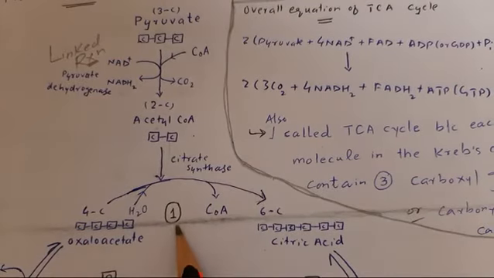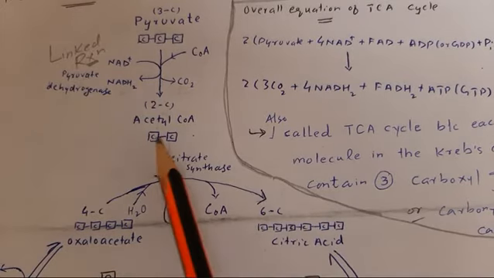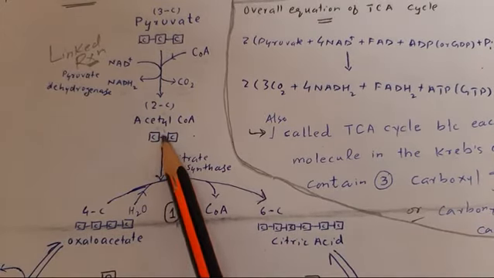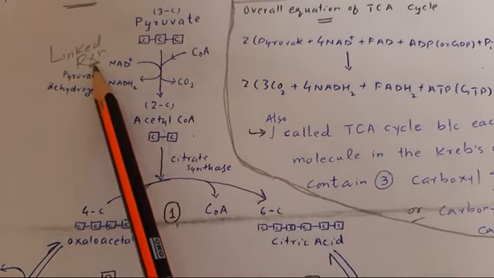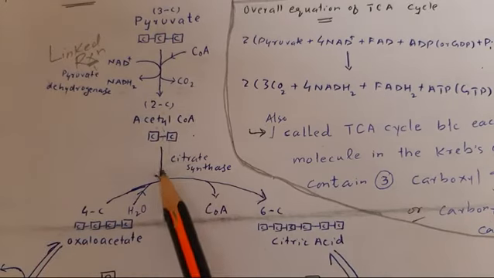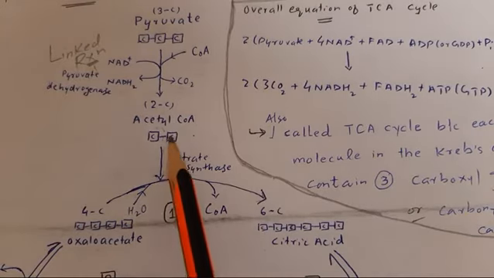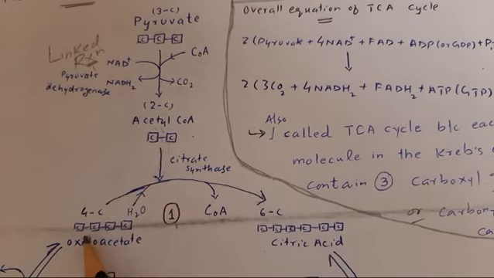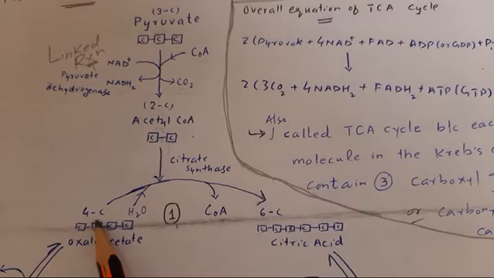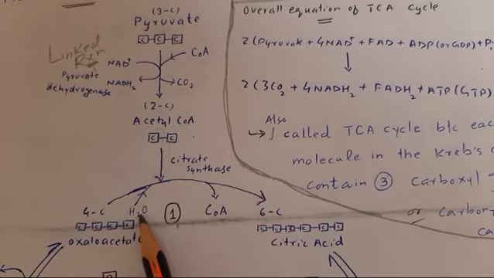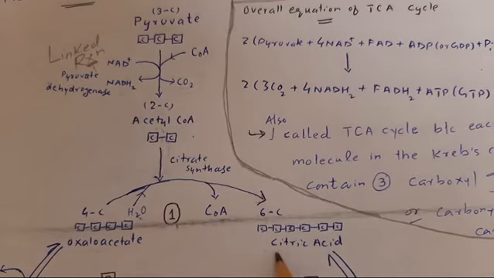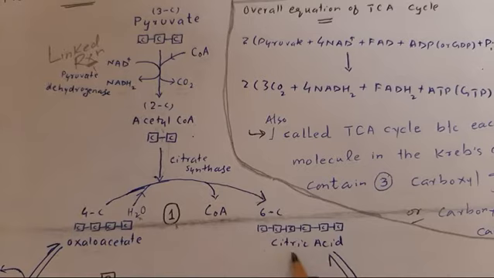Now in the first step of the Krebs cycle, the acetyl-CoA, a 2 carbon molecule produced in the linked reaction, combines with the pre-existing oxaloacetic acid or oxaloacetate, a 4 carbon molecule, in the presence of water molecule, forming a 6 carbon molecule known as citric acid.